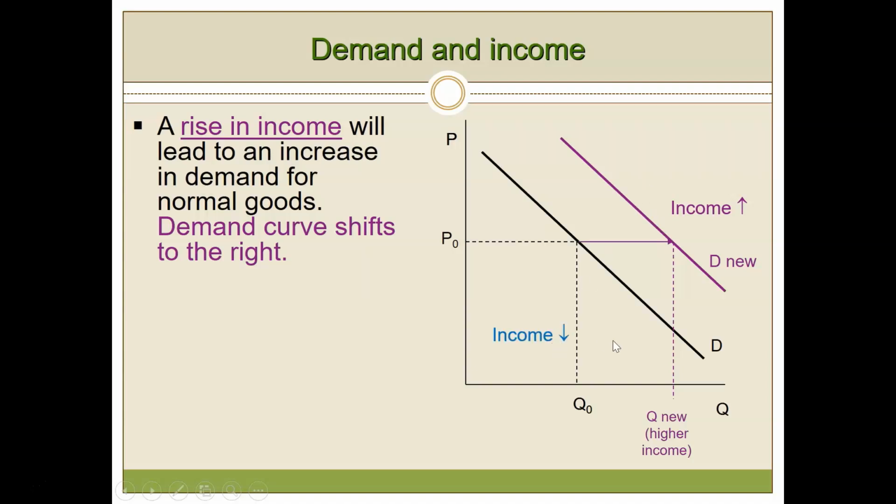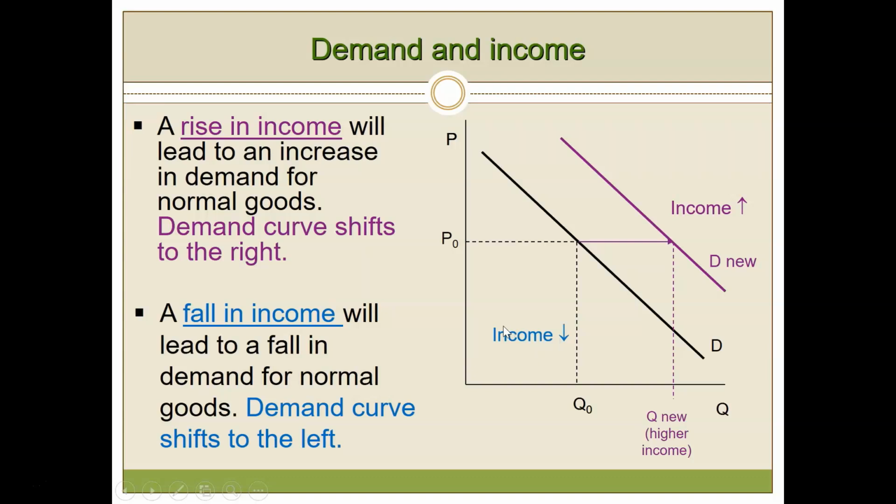And similarly, when income drops, the demand curve will move in the opposite direction, to the left, closer to the origin. Regardless of the price, we'll be able to purchase less at each and every price. The demand curve will shift from this black line towards this blue line.